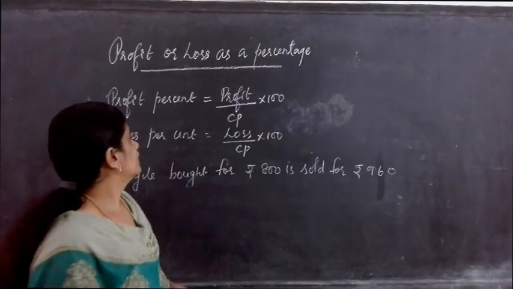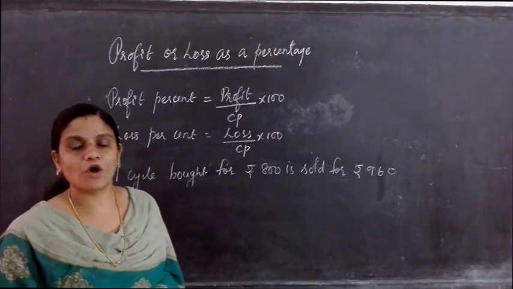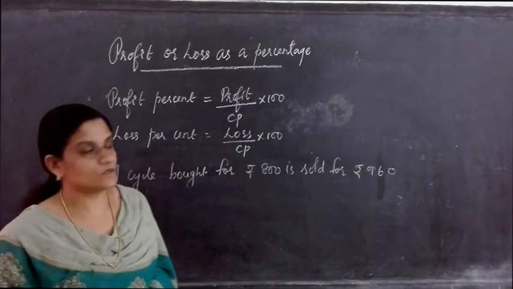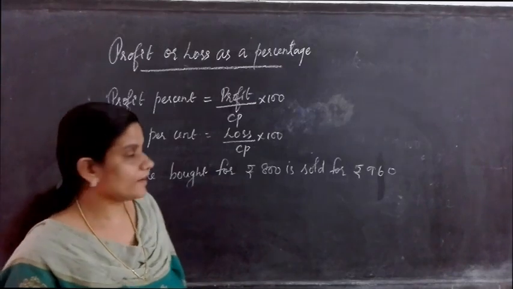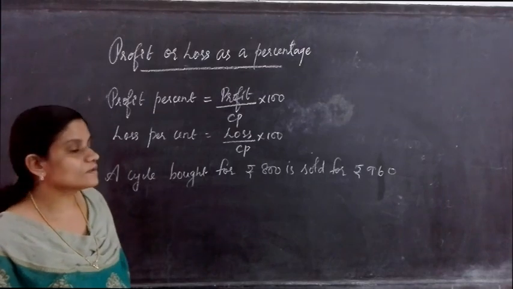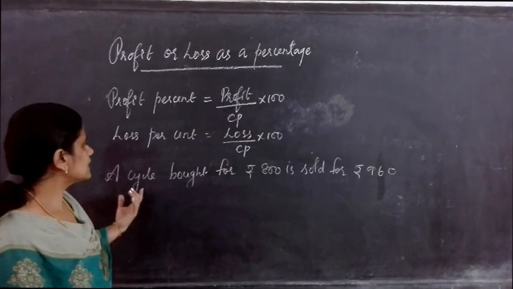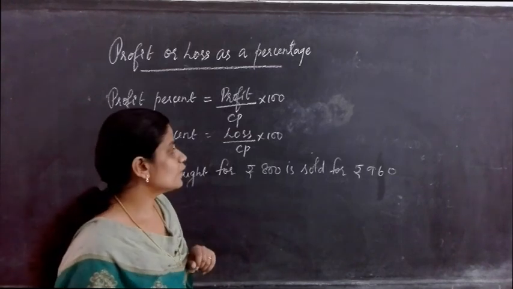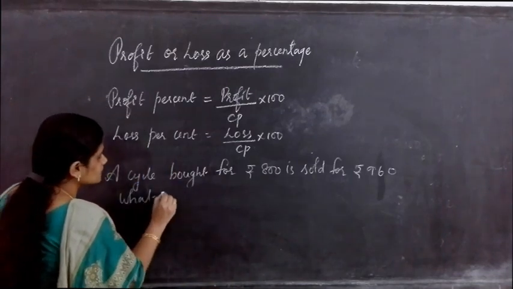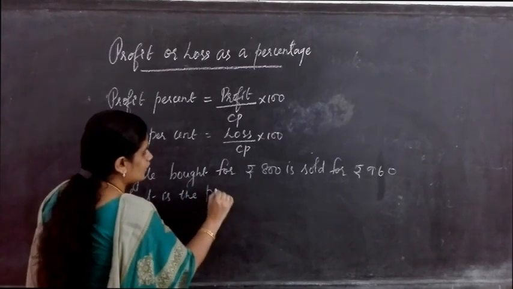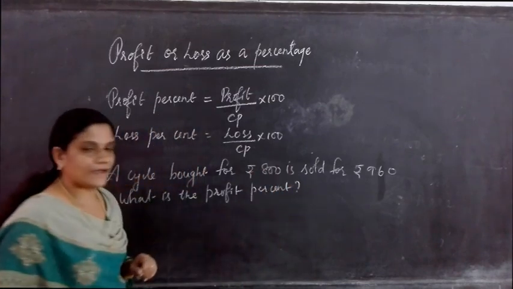Moving to the next topic, profit or loss as a percentage. There is a formula for finding the profit percent or loss percent. Profit percent is equal to profit by CP into 100 and loss percent is equal to loss by CP into 100. Let us see a question. A cycle bought for rupees 800 is sold for rupees 960. Here we have to find the profit percent.